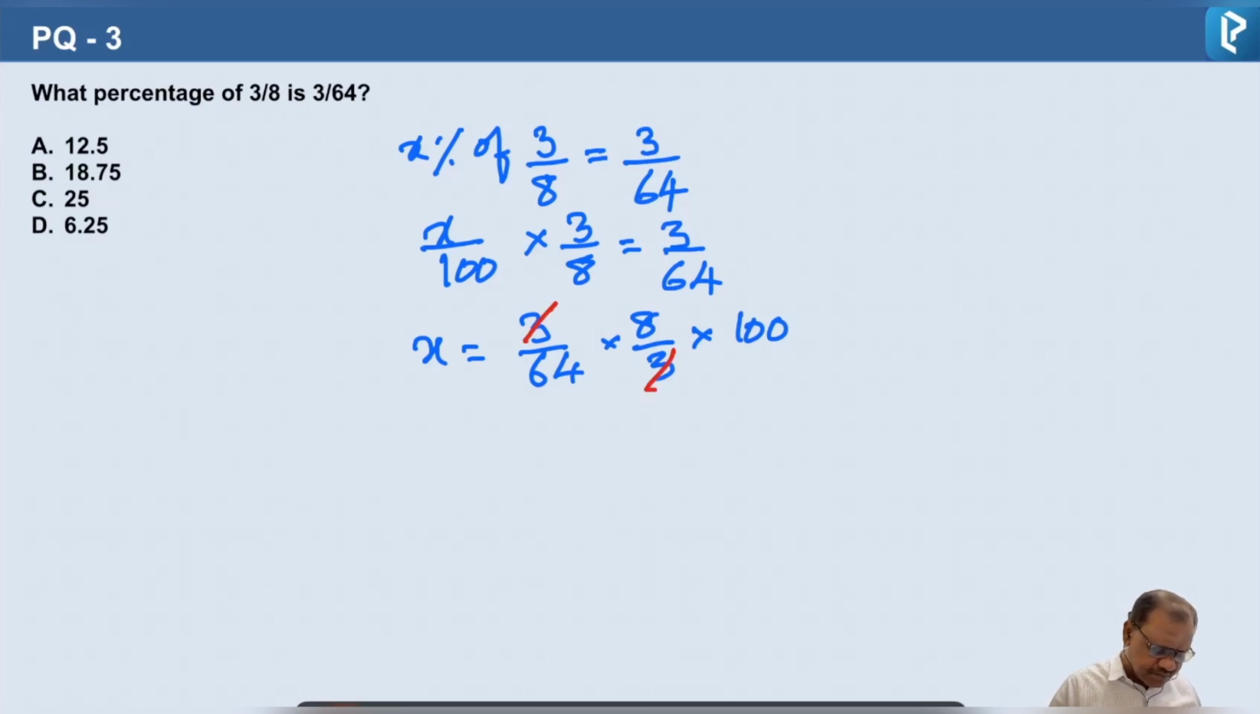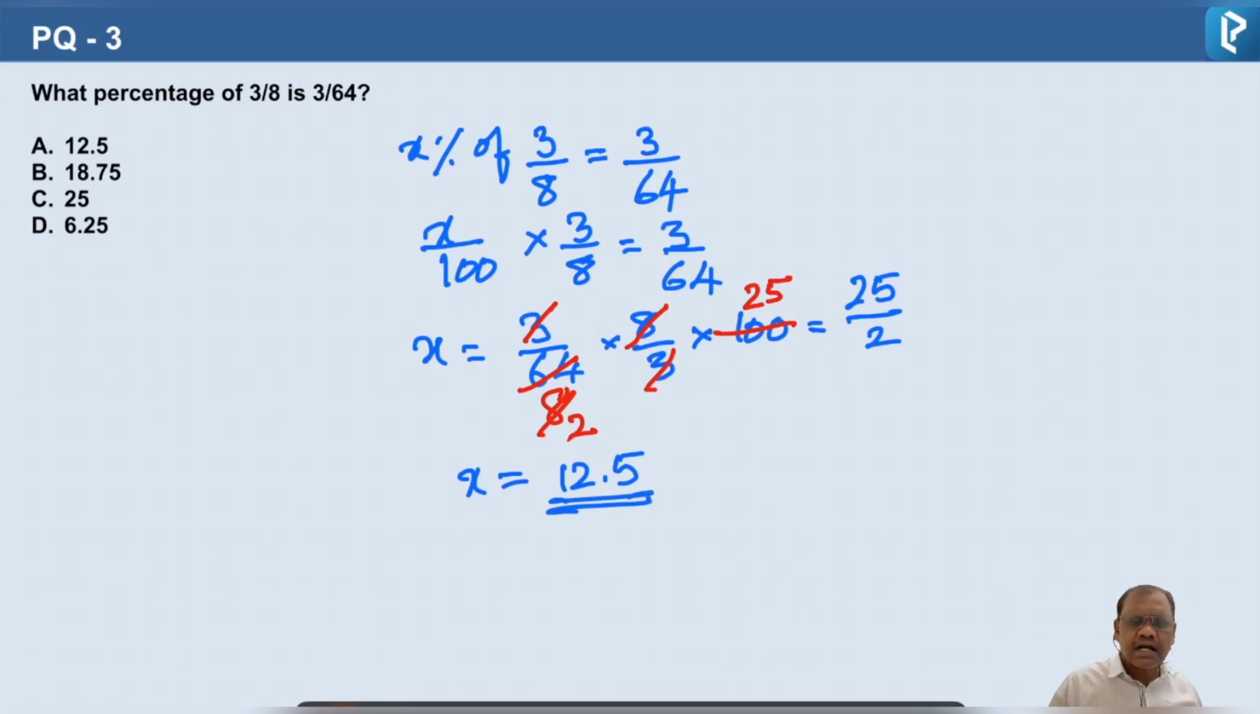3 gets cancelled. 8 times 8 is 64. So what is remaining here? 8 and 100. 4 twenty-fives, 4 twos. The remaining is 25 by 2, which is nothing but 12.5%. So this is the correct answer. 12.5% of 3 by 8 is equal to 3 by 64. Option A again is the right answer.